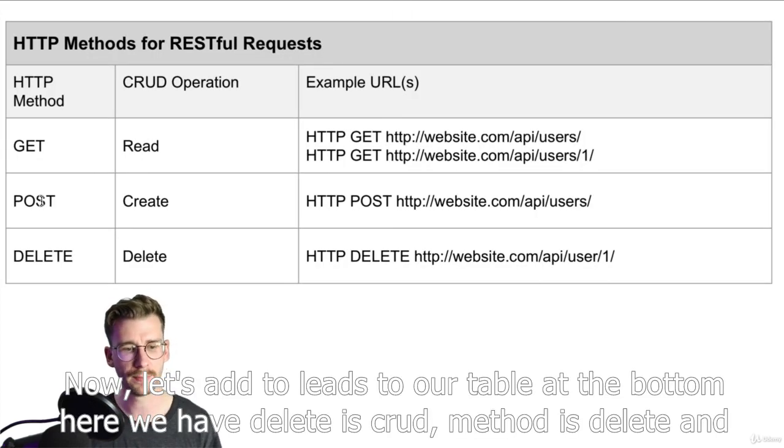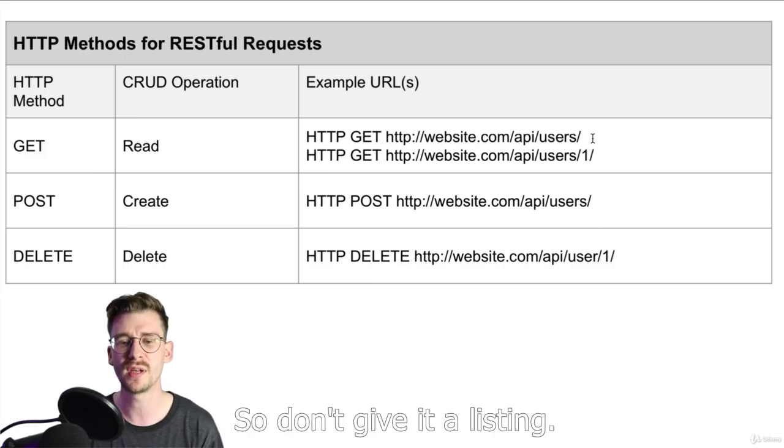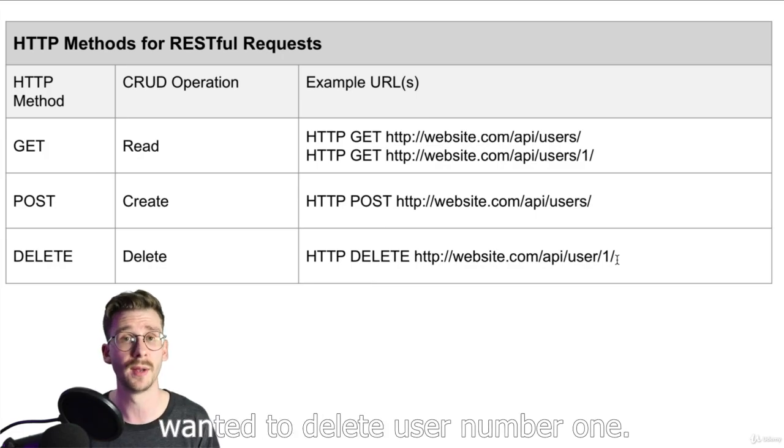Now let's add delete to our table. At the bottom here, we have delete. Its CRUD method is delete. And to delete, you would give it a specific endpoint. So don't give it a listing URL such as /users. You want to give it a specific URL such as user number 1 if you wanted to delete user number 1.